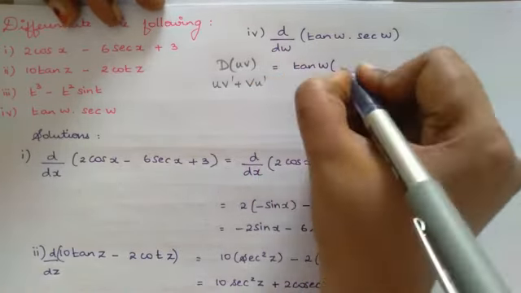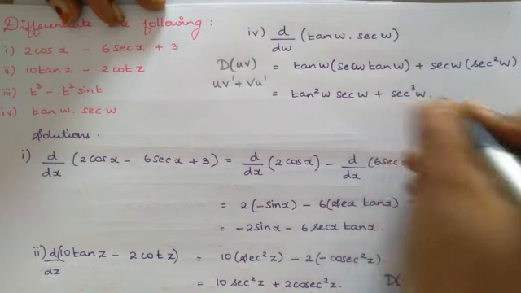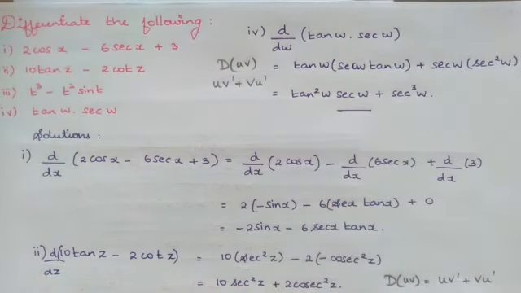Now let's simplify. Tan w into tan w is tan square w, times secant w, plus secant w into secant square w, that is secant cube w. That's it. Thank you.